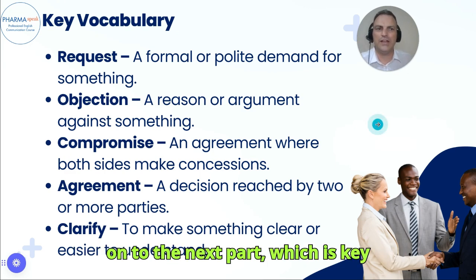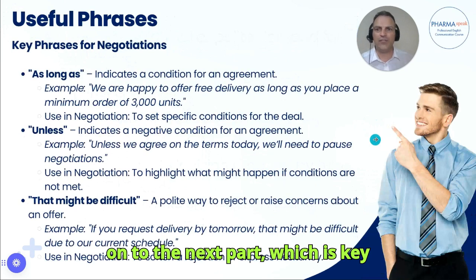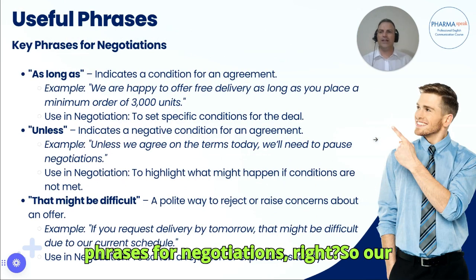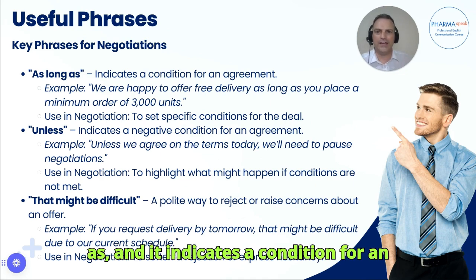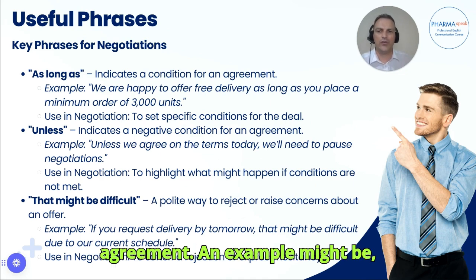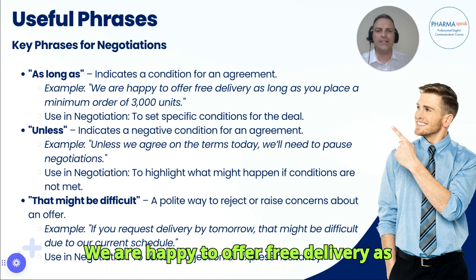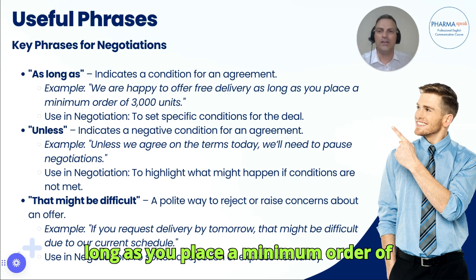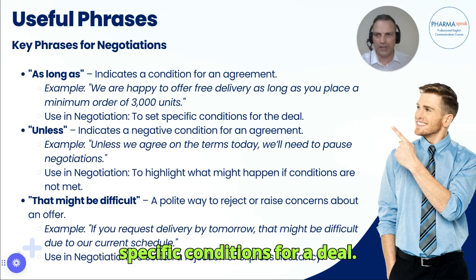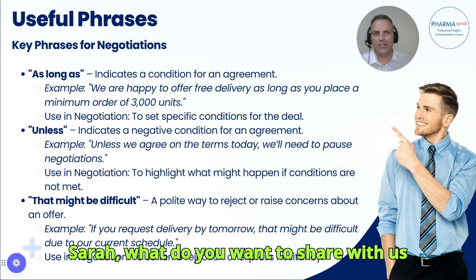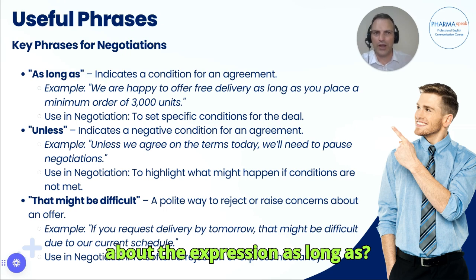Let's go on to the next part, which is key phrases for negotiations. So our first one is as long as, and it indicates a condition for an agreement. An example might be, we are happy to offer free delivery as long as you place a minimum order of 3,000 units. And we can use it to set specific conditions for a deal. Sarah, what do you want to share with us about the expression as long as?